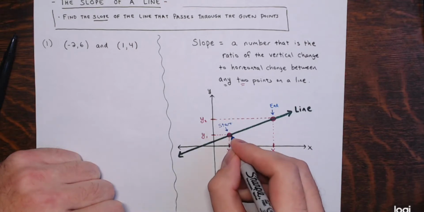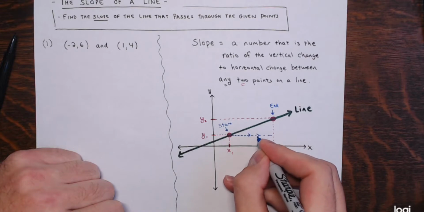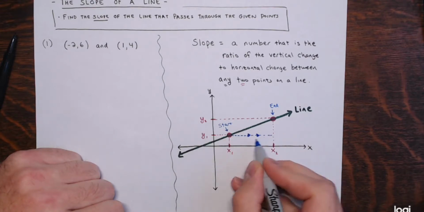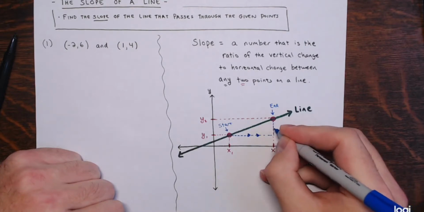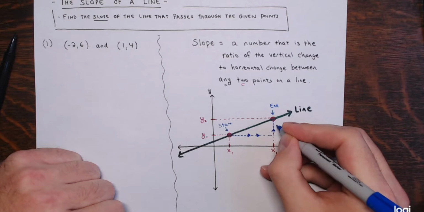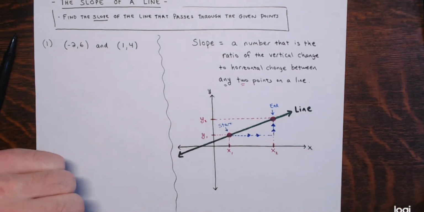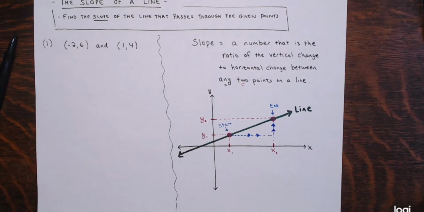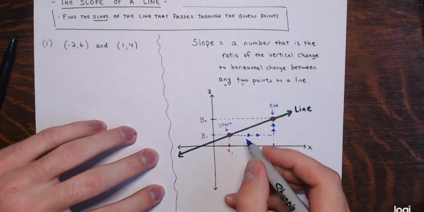I'd have to go to the right. I'll put little arrows here. We'd have to go to the right from x1 to x2, and then we'd have to go up. Again, little arrows say going up. So in my picture here, there's an increase in x.